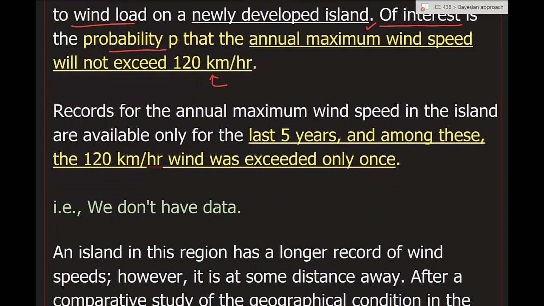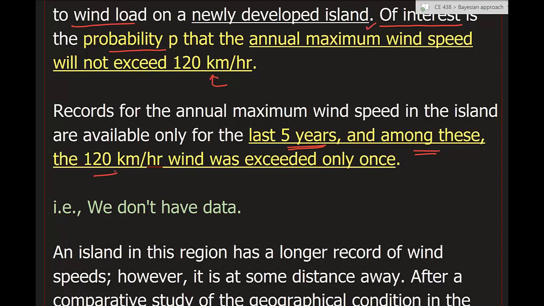The record for the annual maximum wind speed on this island is available only for the last 5 years. So we have very little data, and among these, the 120 km per hour wind speed was exceeded only once.